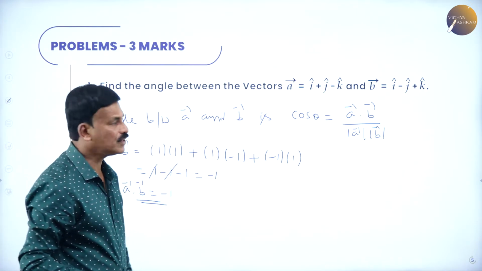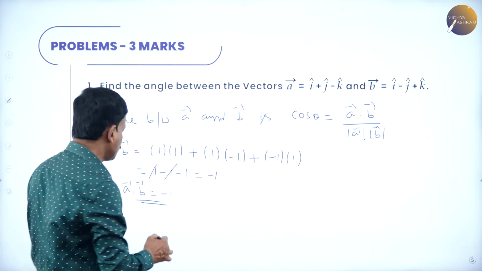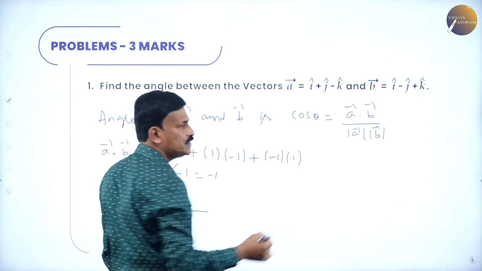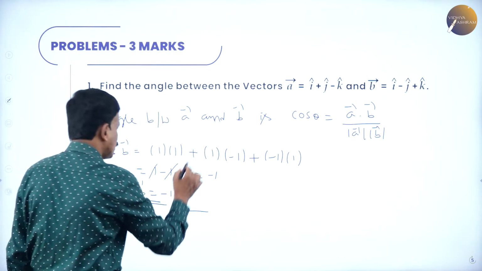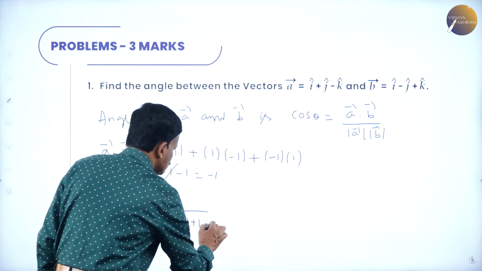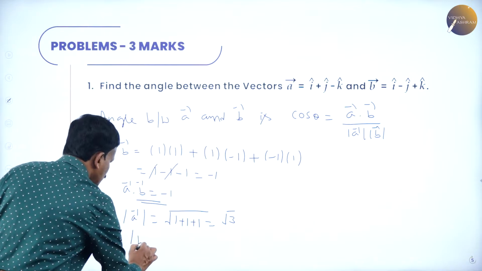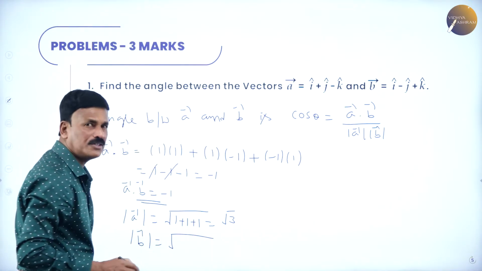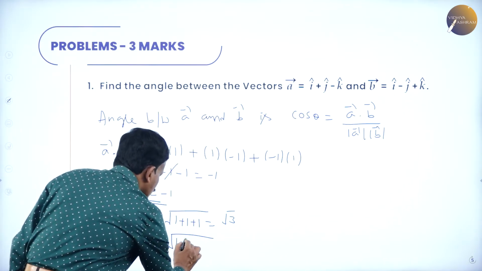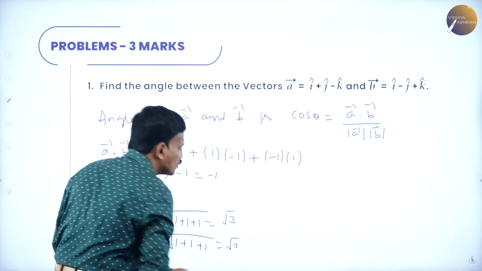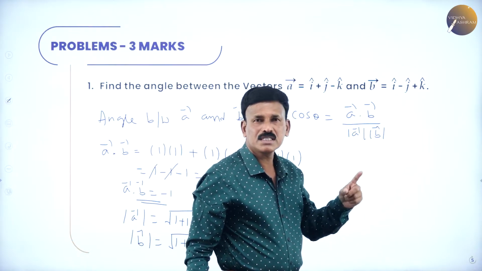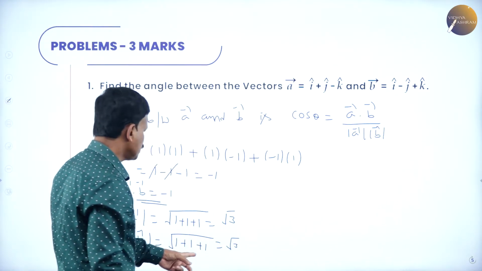Now, find out the value of length of a and length of b, the magnitude of a and magnitude of b. Length of a is equal to square root of the squares of the coefficients of i cap, j cap and k cap. That is, coefficient of i is 1, square is 1, plus j 1, square is 1, plus again minus 1 square is plus 1. This is equal to root 3. Similarly, the length of vector b is equal to 1 square plus minus 1 square plus 1 square. Again, this is 1 plus 1 plus 1, which is equal to root 3.